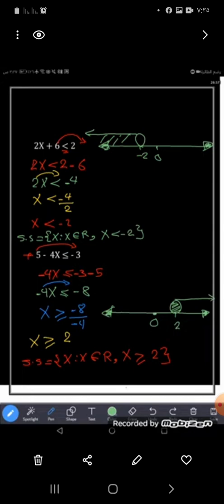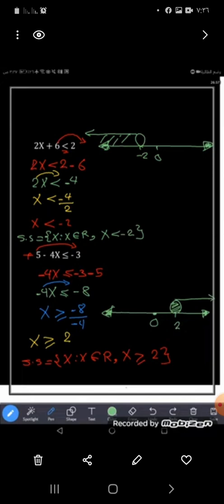Another example. 5 minus 4x less than or equal negative 3. Put 5 on the other side. Here is positive, put it on the other side negative. Then we can say negative 4x less than or equal negative 3, negative 5. Then we can say negative 4x less than or equal negative 8.